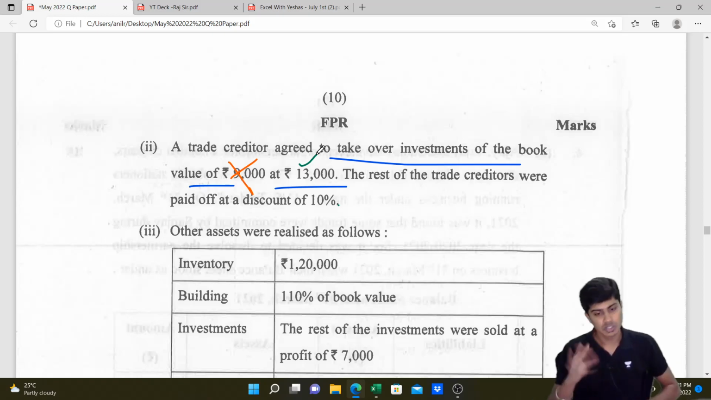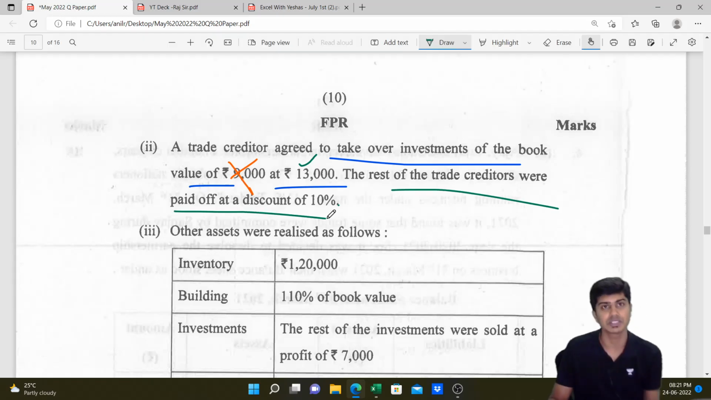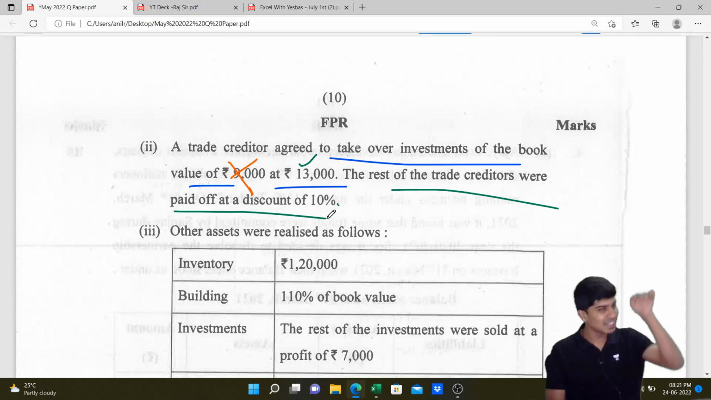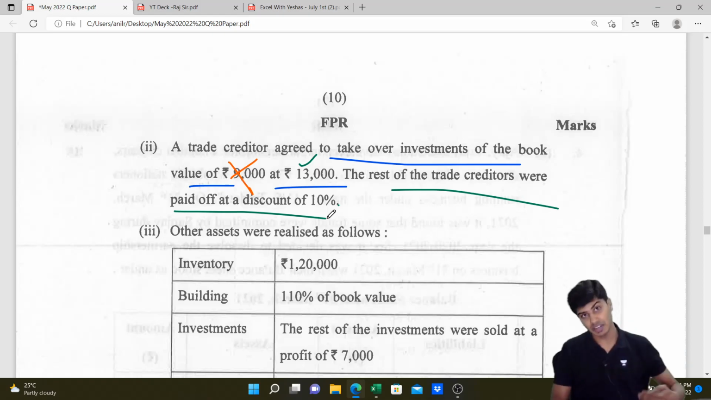You get this? So then what happens with the rest of the trade creditors? The rest of the trade creditors were paid off at a discount of 10%. Now, when an asset decreases and liability decreases, we debit the liability, credit the asset. Technically speaking, in this case, our entry for accounting should have been creditors account debit to investment account. I hope you all agree.